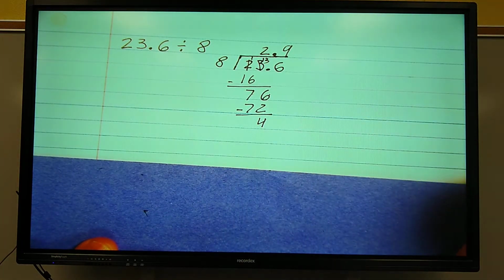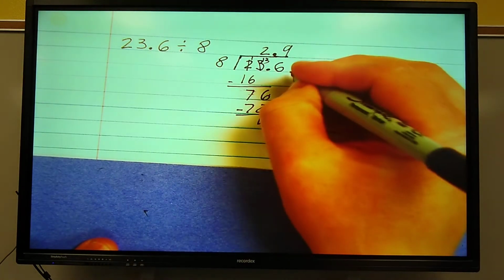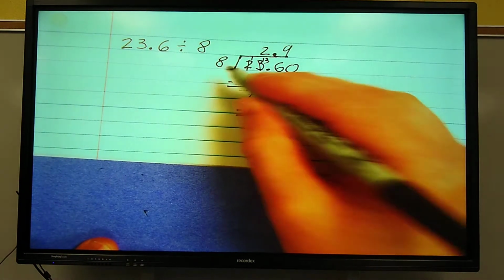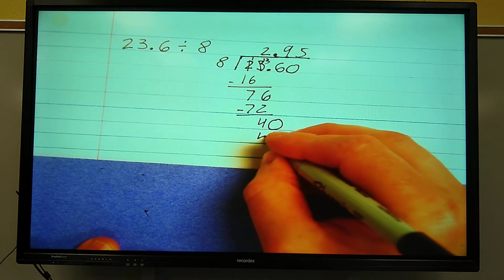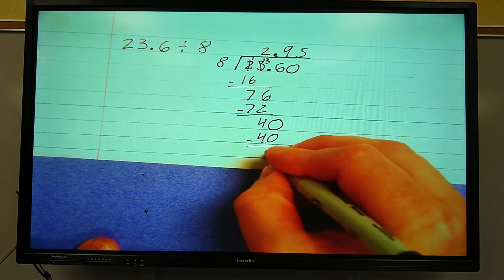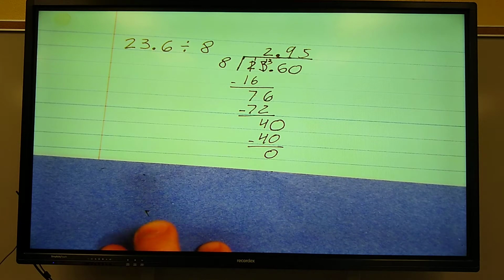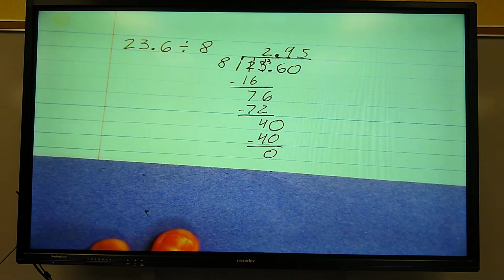I cannot have a remainder. You better not have a remainder anything up here. I have to add a 0 and bring it down. 8 goes into 40 5 times. 5 times 8 is 40. There is my 0. My answer, or my quotient, is 2 and 95 hundredths. Do not forget about adding zeros and bring them down until you no longer have a remainder. Sometimes you will have to do that.